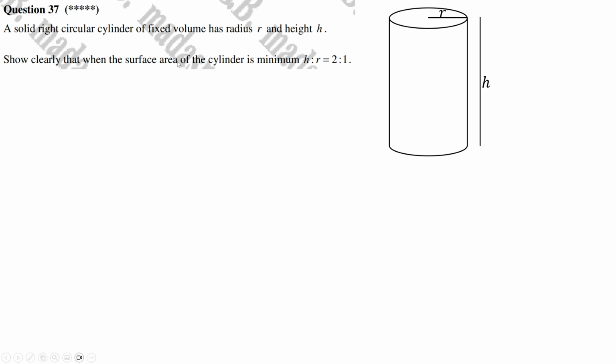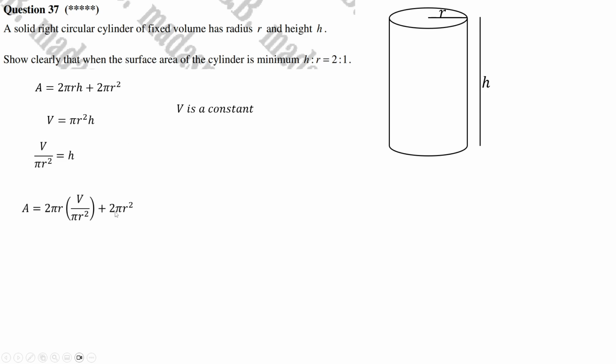Show clearly that when the surface area of the cylinder is minimum, h to r is 2 to 1. Okay, so the surface area is going to be 2 pi r h to get just the outside area. Then we've got pi r squared, so 2 pi r squared plus 2 pi r h. The volume is constant, and the volume is pi r squared h. We're going to rearrange for h. This is very similar to the last one. We're going to plug that into there.